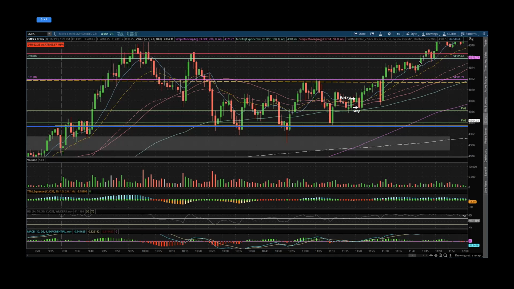Because look at all these dudes that got stopped out. No, they got in. Right there. They didn't get stopped out. They got in. They got filled right here.